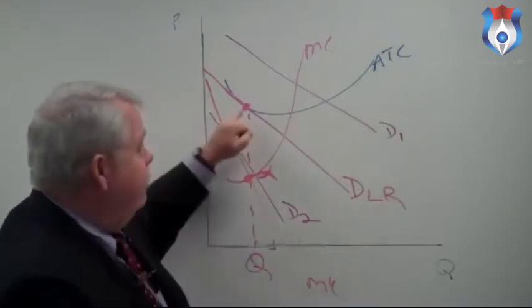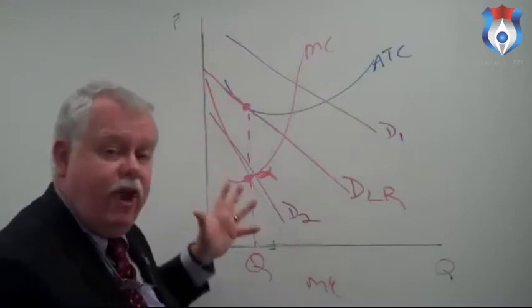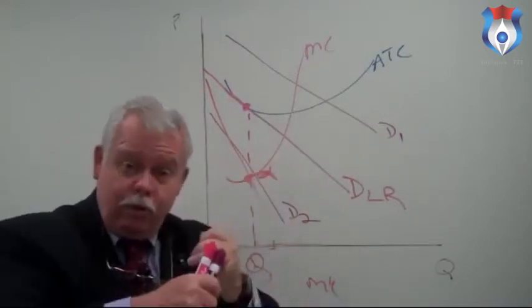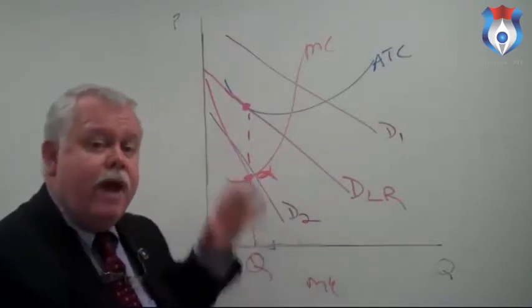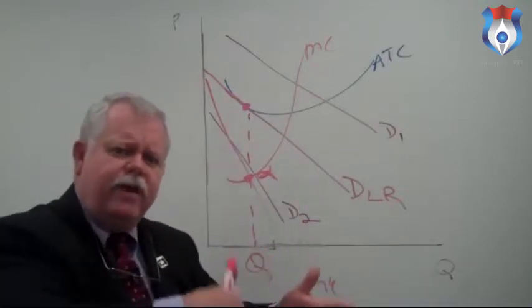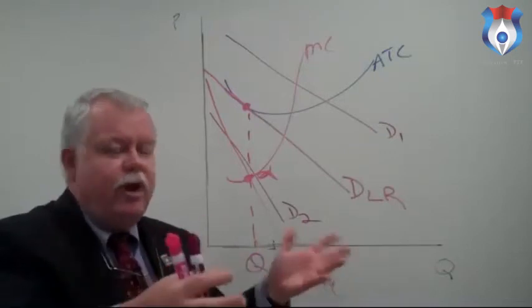And when there's tangency here, what? The price and the average total cost are the same. So the company is earning a normal profit, no economic profit. It's breaking even. So it can remain there in the long run. It's making enough accounting profit to stay in business until something else disturbs the market.